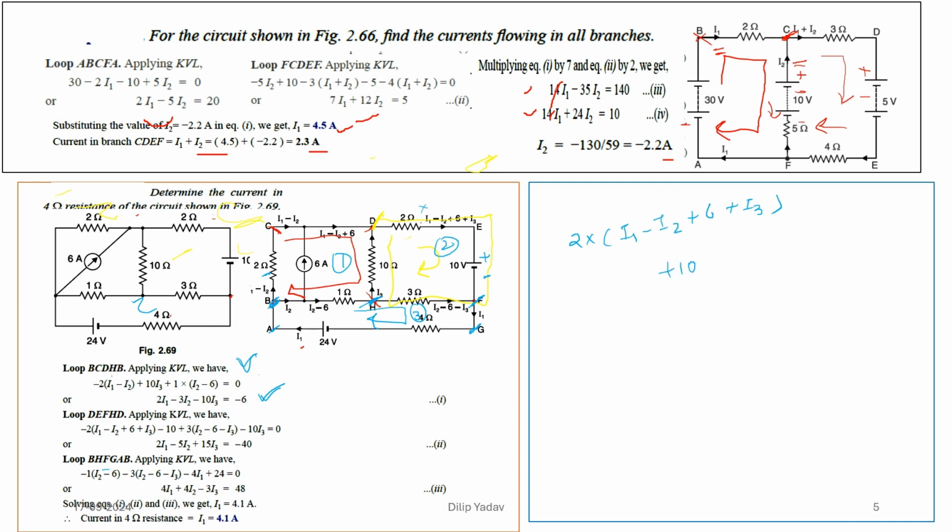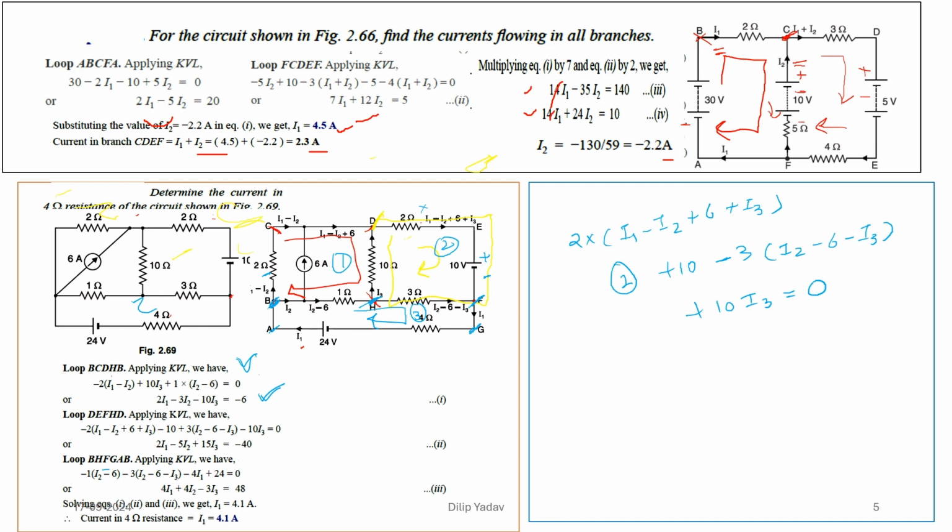then it is going this way, so it is positive for me. Then at this point it is going this way, and the direction of the current is opposite to what I have taken, because I am going this way but the current direction is coming this way, so it will be minus 3 into I2 minus 6 minus I3. Again it goes to this point, and we have 10 I3, because of the direction of the current we have taken, it is positive, and it is equal to 0. So this is the second equation that we have obtained.